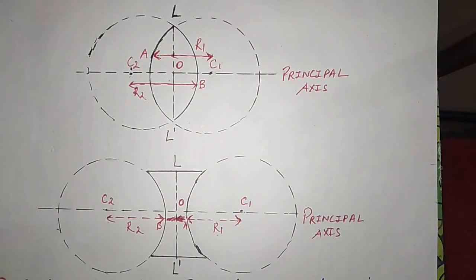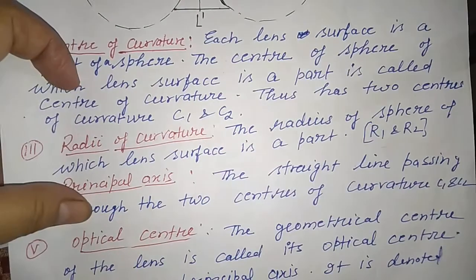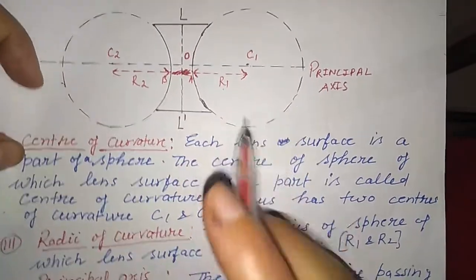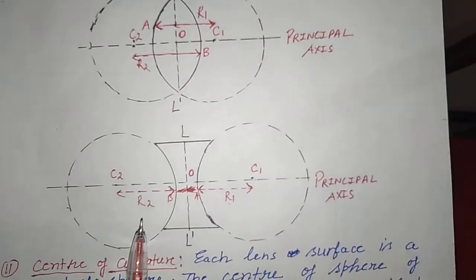So this we call the optical center, and it is denoted by O. So this is the center of curvature, radius of curvature, principal axis, and the optical center here.